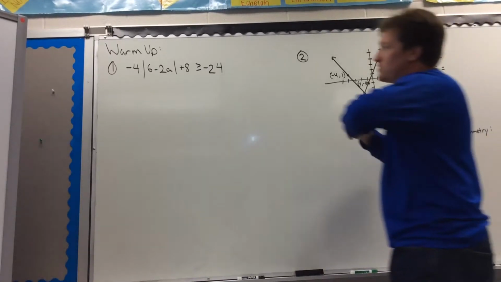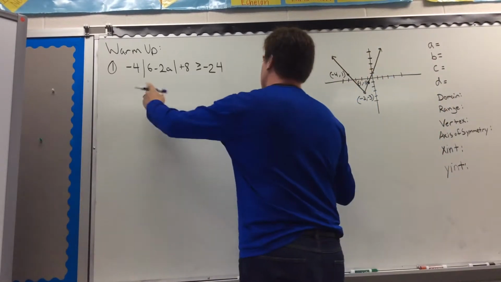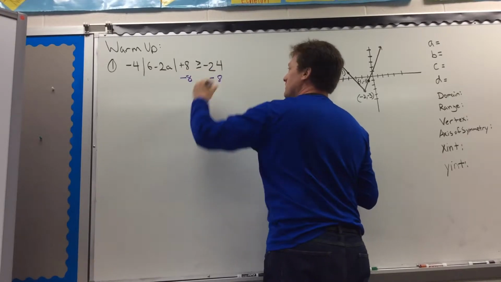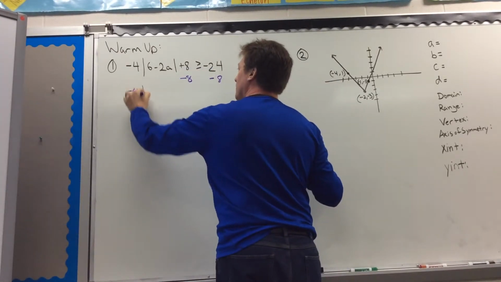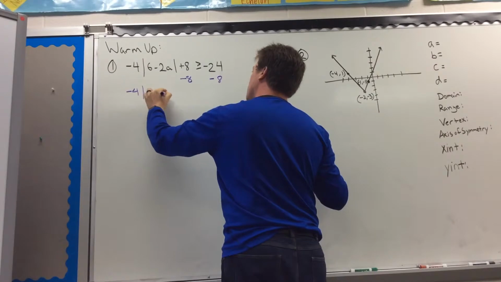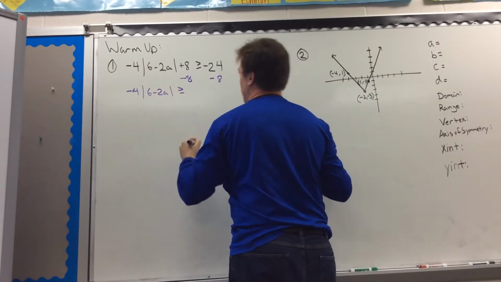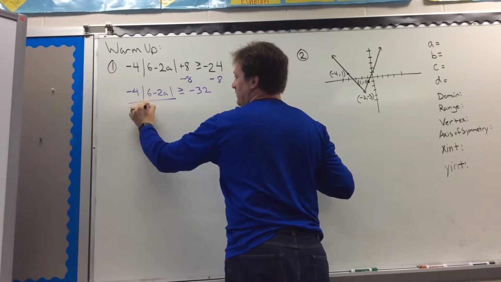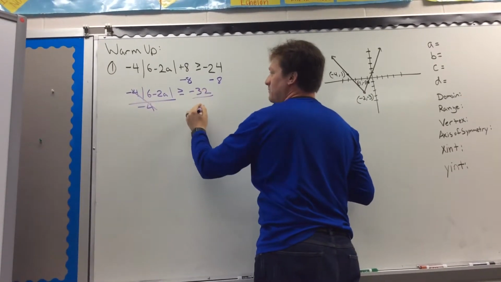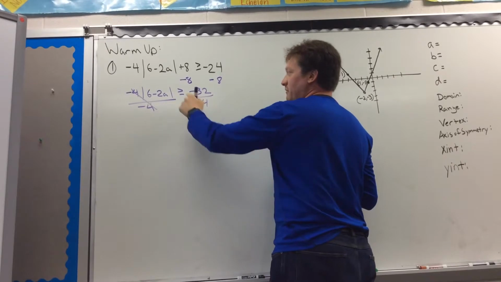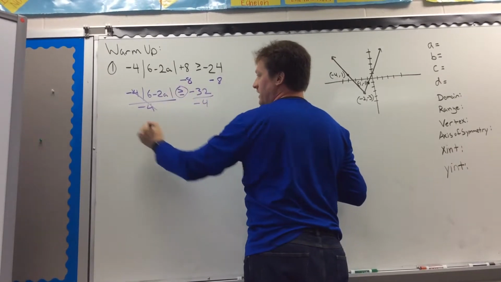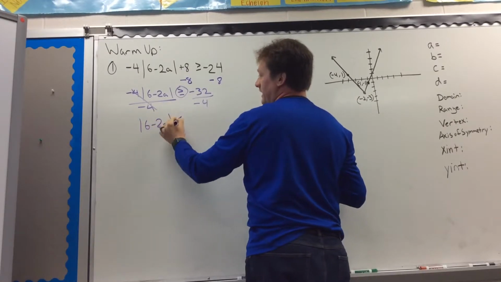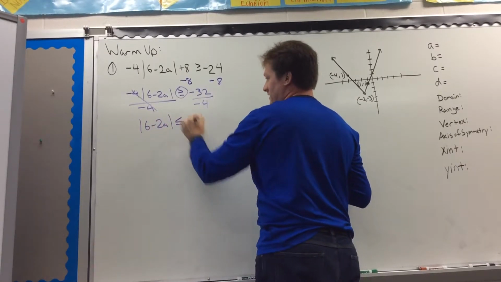So starting with the first question, the first step you should do is isolate the absolute value by subtracting 8 on both sides. And that's going to give me -4 times the absolute value of 6 minus 2a is greater than or equal to -32. I'm going to divide by a negative number. When I multiply or divide by a negative number, I know that my inequality sign needs to change. So I'm left with the absolute value of 6 minus 2a is now less than or equal to 8.